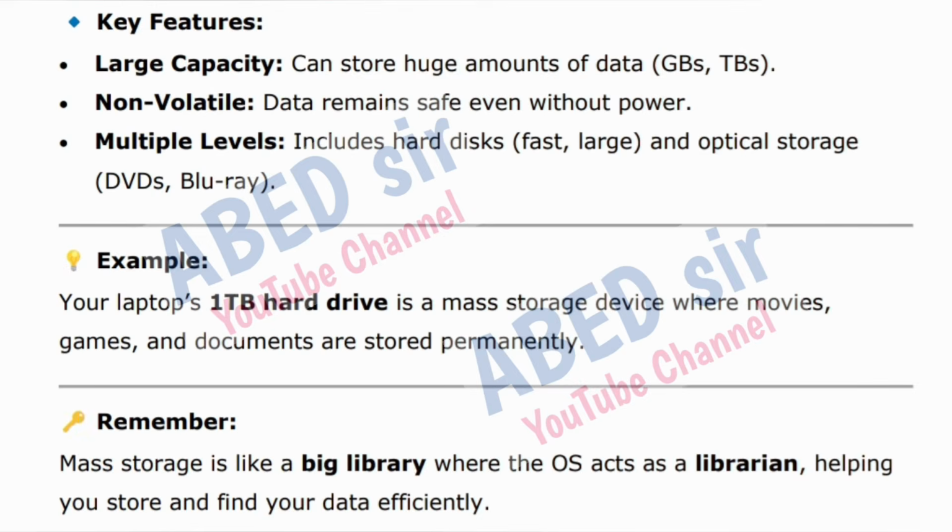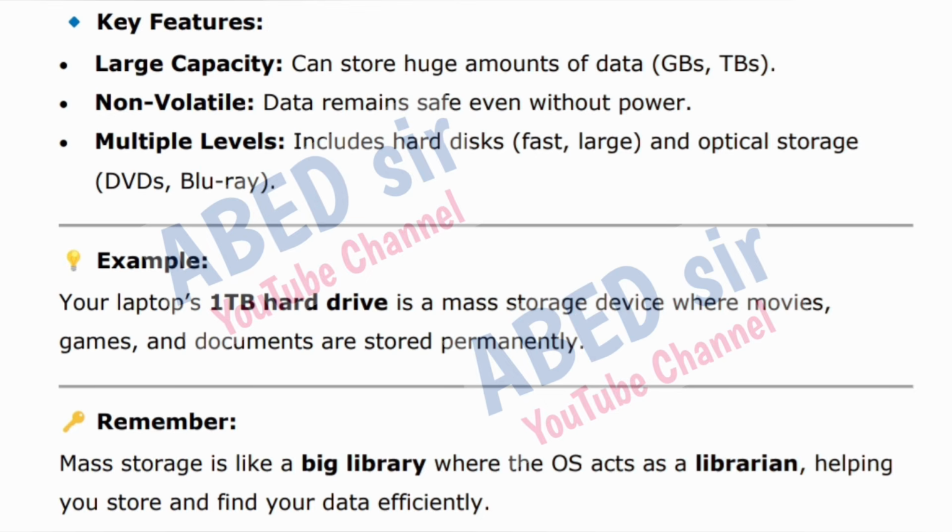Key features. Large capacity: can store huge amounts of data, GBs, TBs. Non-volatile: data remains safe even without power. Multiple levels: includes hard disks, fast and large, and optical storage, DVDs, Blu-ray. Example. Your laptop's 1 TB hard drive is a mass storage device where movies, games, and documents are stored permanently.